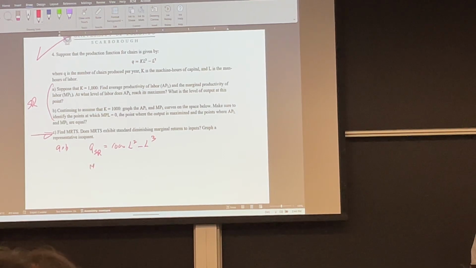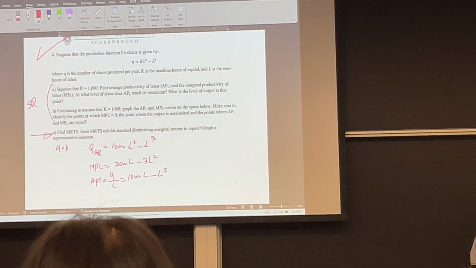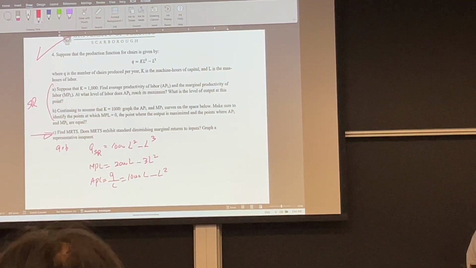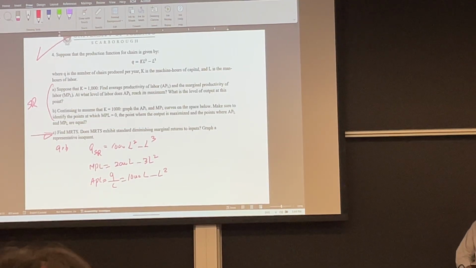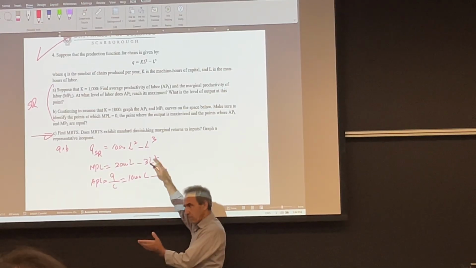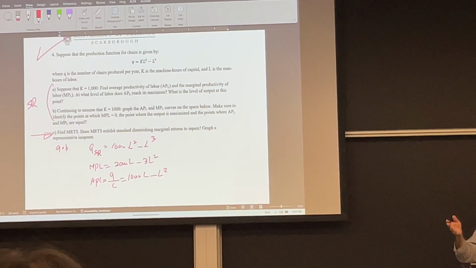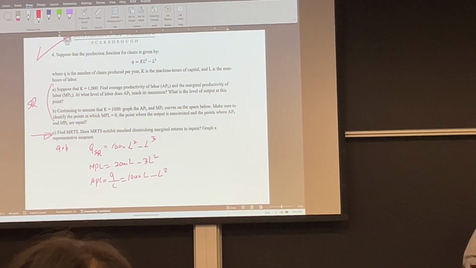I need to find MPL. That's 2,000 L minus 3 L squared. I need to find APL, which is Q over L. That is 1,000 L minus L squared. Make sense? I identified marginal product of labor and average product of labor. You can see both of them rise and fall. That's a standard sort of short-run picture. The average rises and falls, the margin rises and falls. Similar to the basic one that we did before.